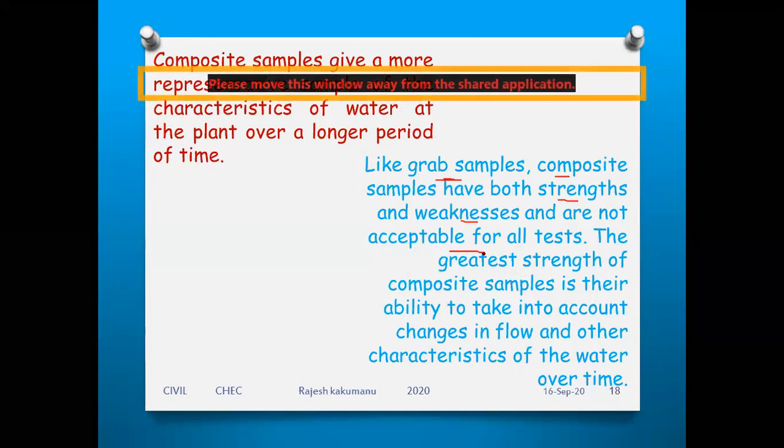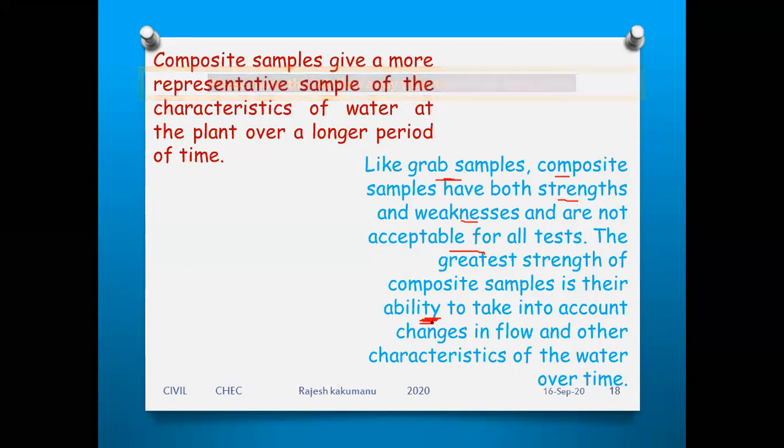The greatest strength of the composite sample is its ability to take into account the changes in the flow and other characteristics of the water over time. So what is the main advantage of this composite sample? It has the ability to take into account the changes in the flow of water and the other characteristics of the water over a period of time.